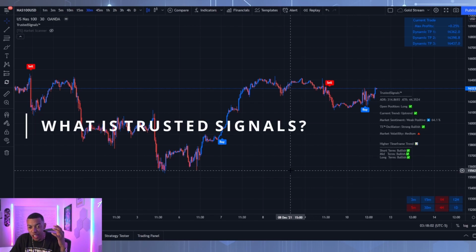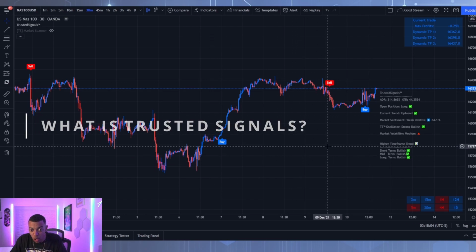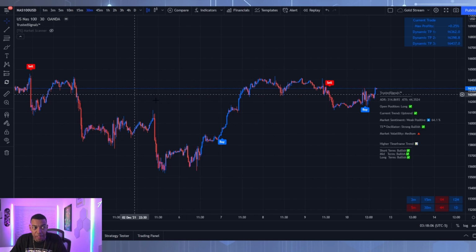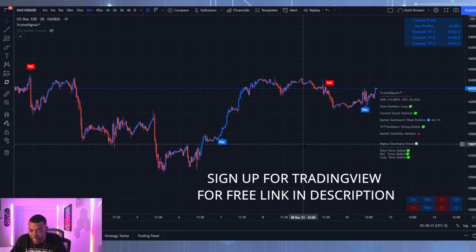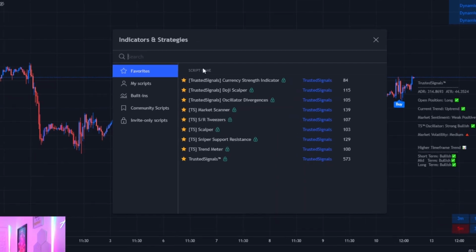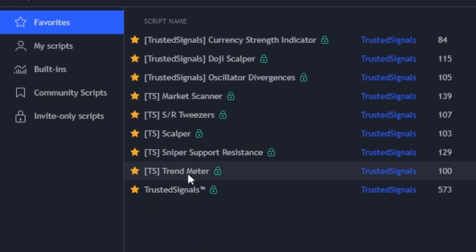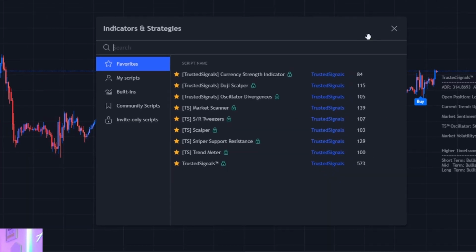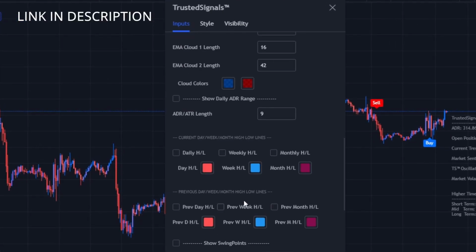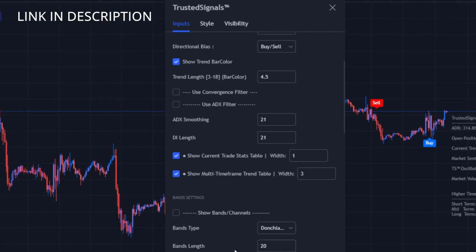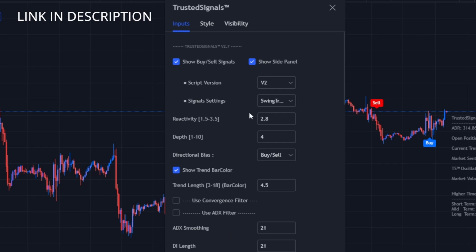So what is trusted signals? Trusted signals is a chart overlay that is available on tradingview.com. Tradingview.com is where everybody does their chart analysis for trading. Trusted signals comes with 9 different indicators, and inside these indicators they have a bunch of built-in tools that give you the ability to make better decisions in the market.